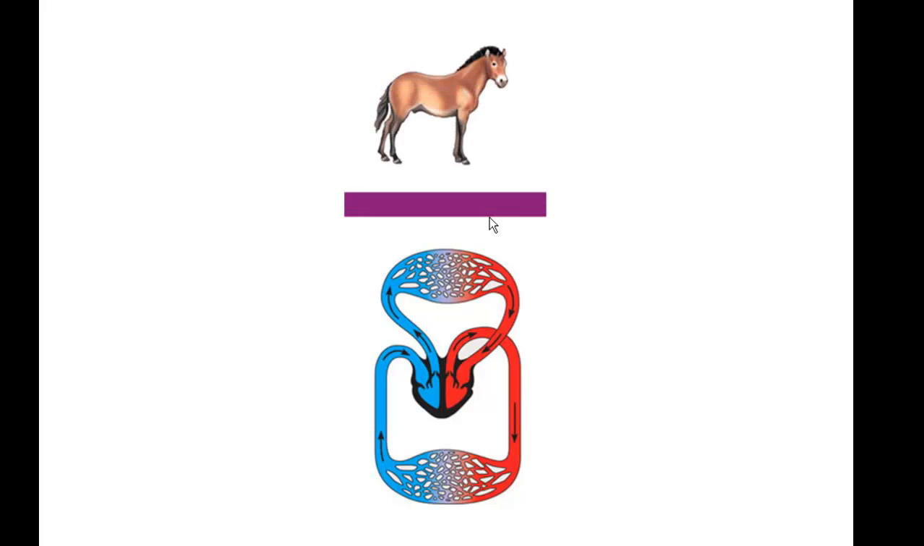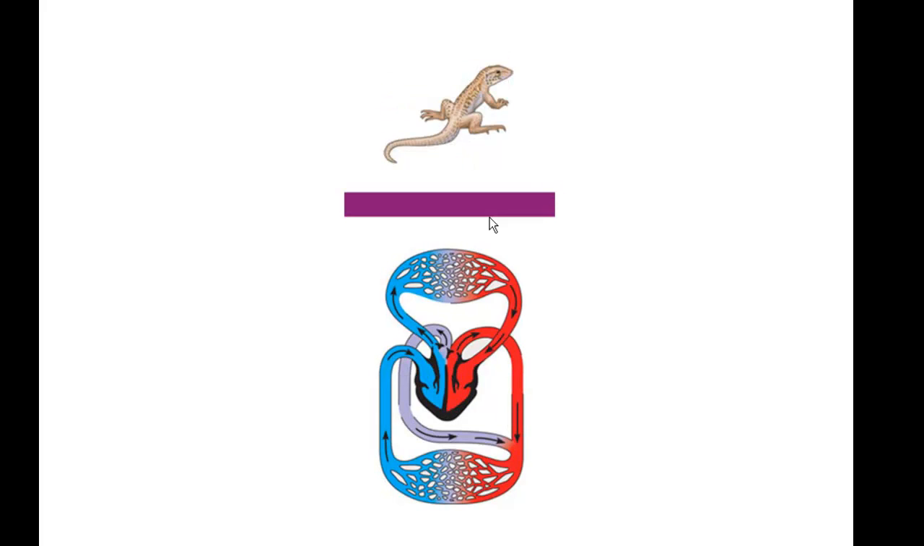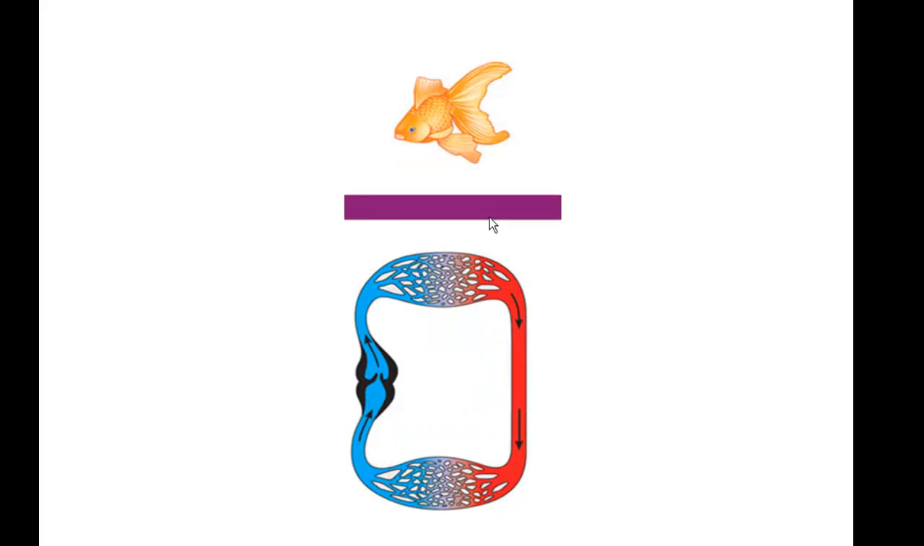So for example, here's another one very similar to us. This is a mammal, a horse. Has the same heart structure, but lizards and reptiles and amphibians have a little bit different heart structure. And yet fish have an even different one.